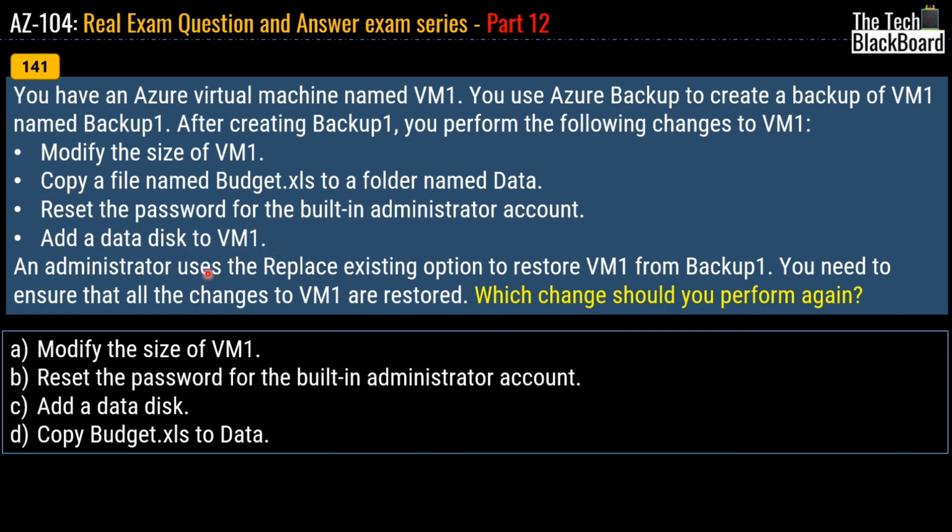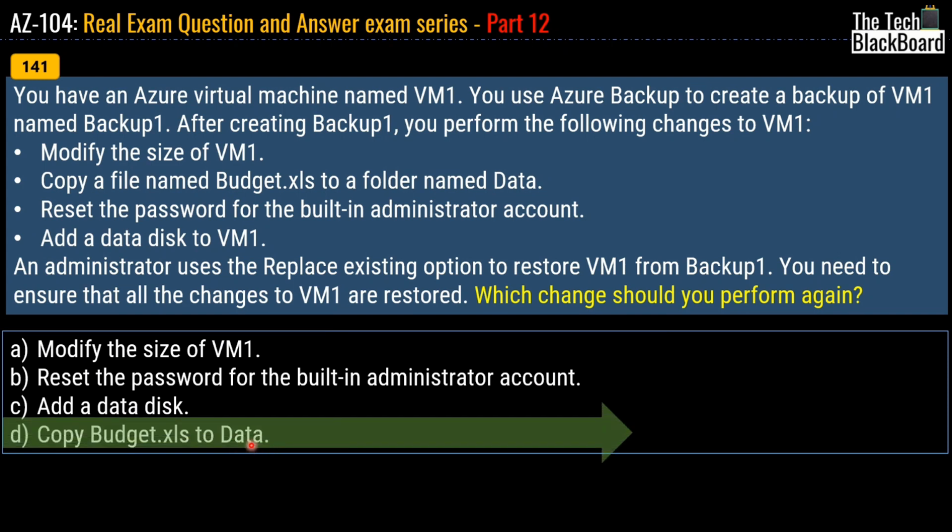Further ahead, an administrator uses the replace existing option to restore VM1 from Backup1. You need to ensure that all the changes to VM1 are restored. Which changes should you perform again? Should you modify the size of VM1, or reset the password for the built-in administrator account, or add a disk, or copy budget.xls to data? And the correct answer for this question is you should copy the budget.xls to data.